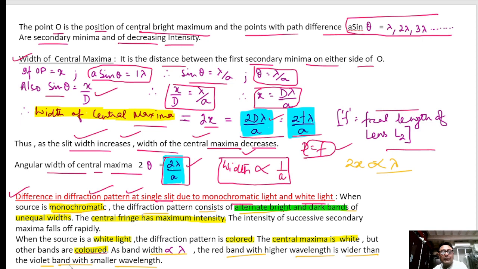So with white light, the central band will be white and the other bands will be colored and overlapped. The central band due to the red light will have the maximum width and the central band due to the violet light will have the minimum width. This is what we will be observing.